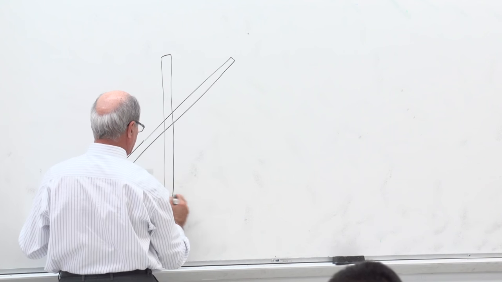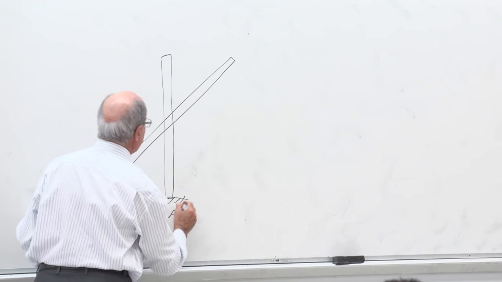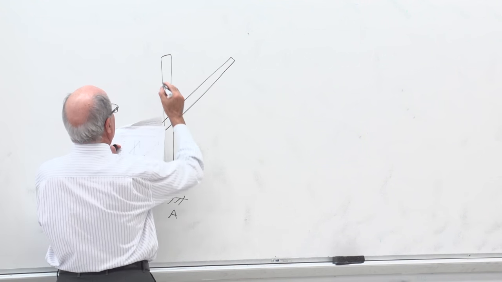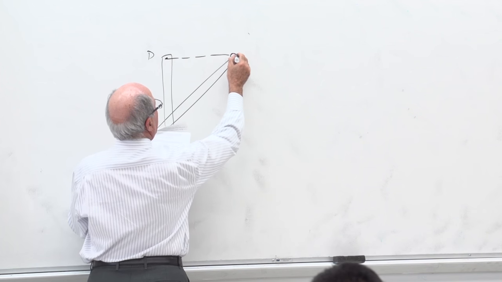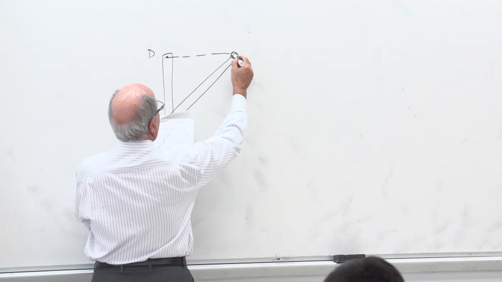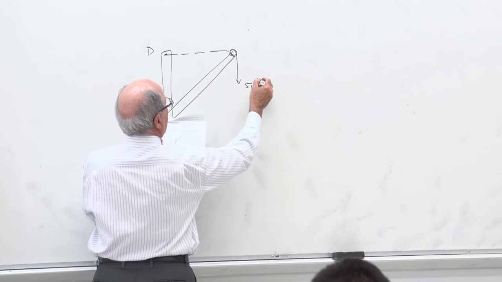And here is the fixed support. So this member is fixed to the ground, so let's call it A. This is point C. This is point D. The point D is attached to a cable, and this is attached to a little pulley which has no dimension, and here we have a 50 pound force there.